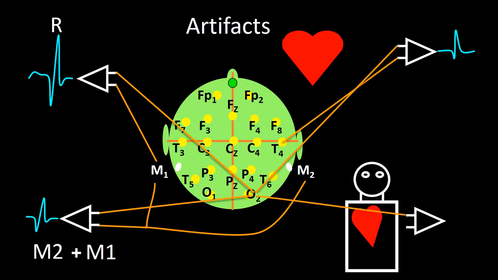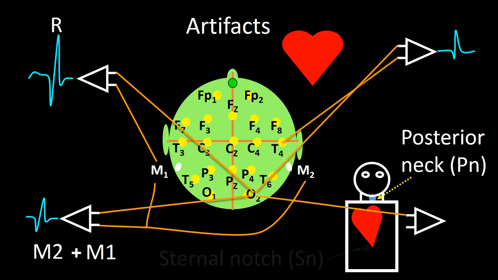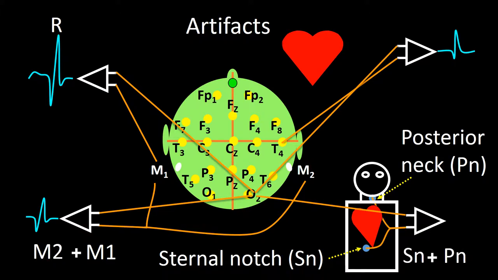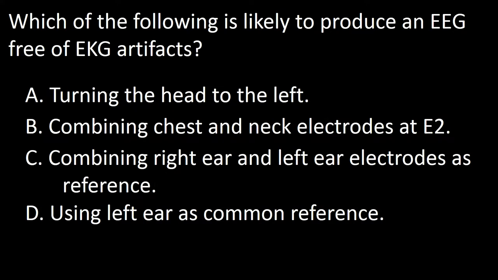But by far, the best way to reduce cardiac artifact is to combine a posterior neck electrode and a sternal notch electrode, connecting them using a T connector to the E2 slot of the amplifier. This combination of electrodes coming through E2 greatly reduces cardiac artifact. And as I have just mentioned, it is said to be the best method to decrease heart artifact. So the answer to this question is B.